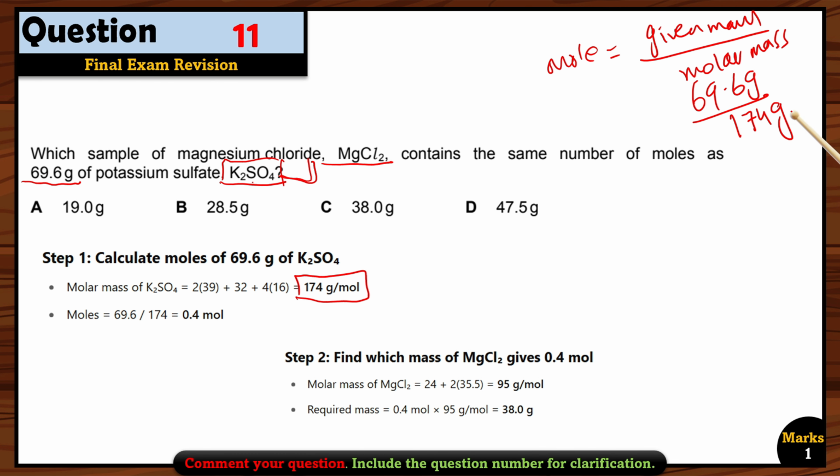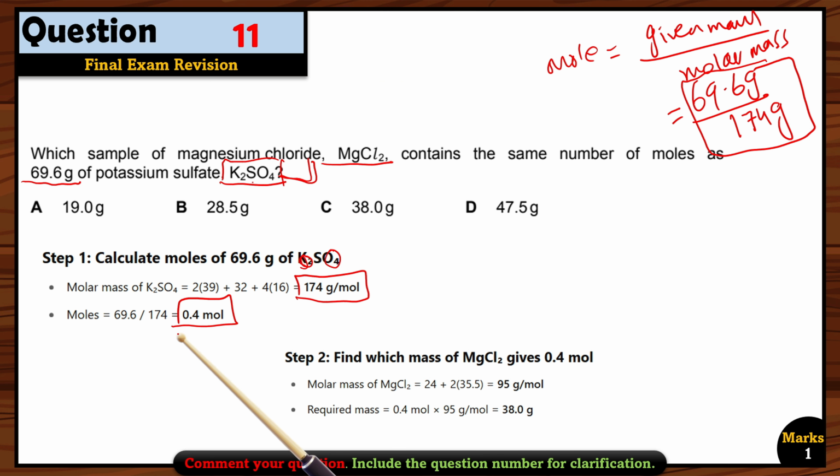Be very careful when you are calculating the molar masses. Don't miss these numbers 2 or 4, because you have to multiply them, otherwise your answer will be wrong. And once your answer is wrong, all your calculations will be wrong. So calculate your molar masses very carefully. So now if you divide, what will be the number of moles? We get 0.4 moles, right?